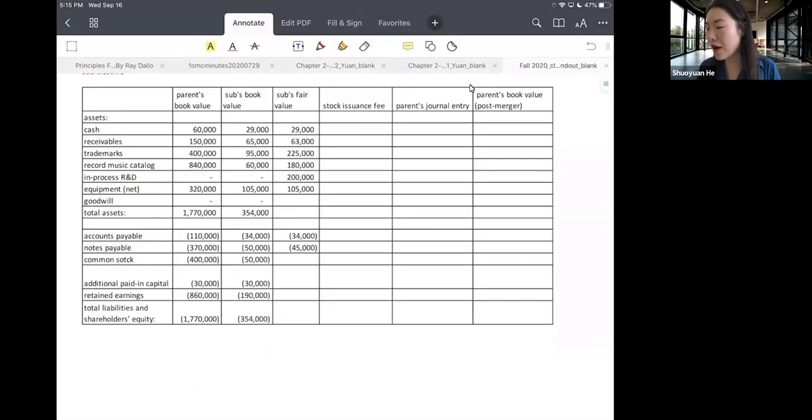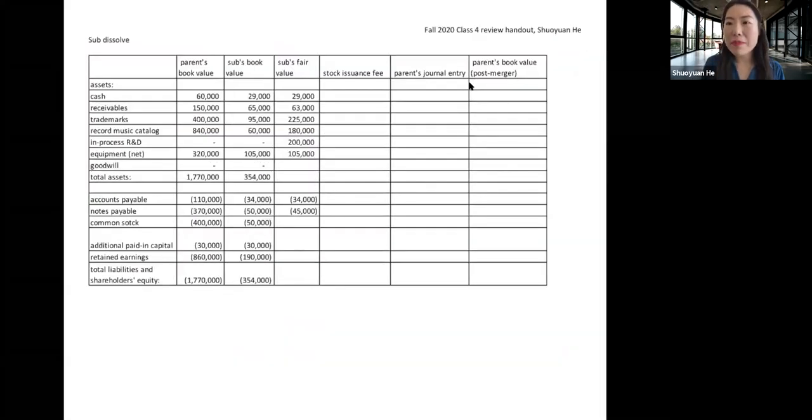So if you go on Island, you're going to see an empty handout. And then I have also posted the solution, but before looking at the solution, just try to work on this example, just to see how much you can work it out. So I'm going to give you 5 minutes. Please pause your video for now.